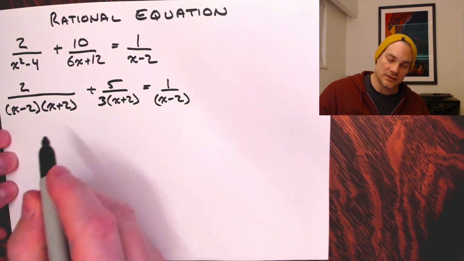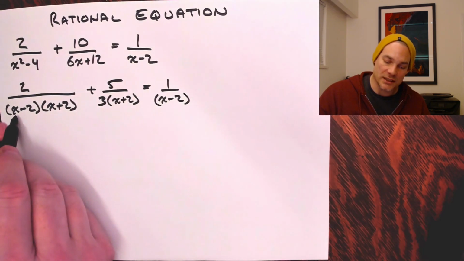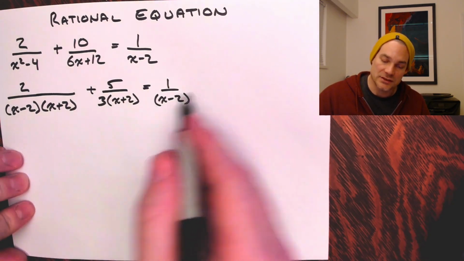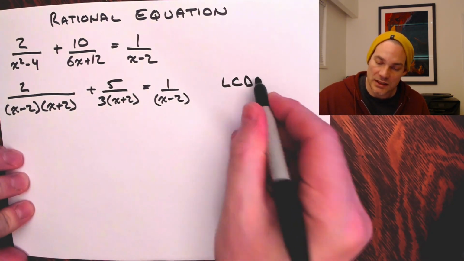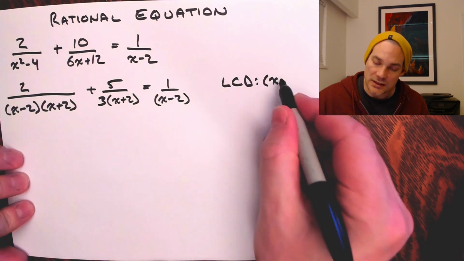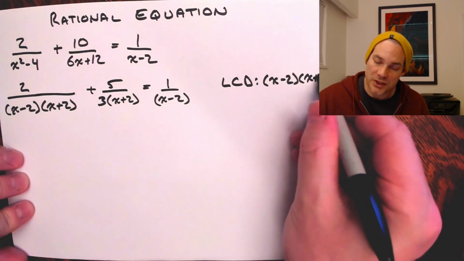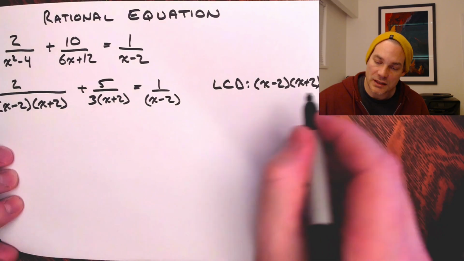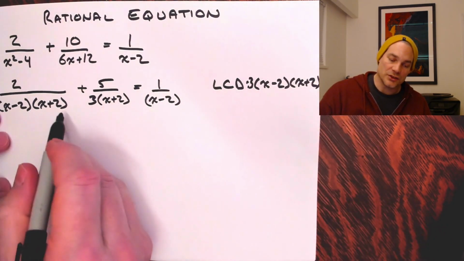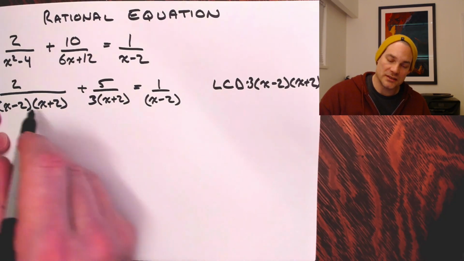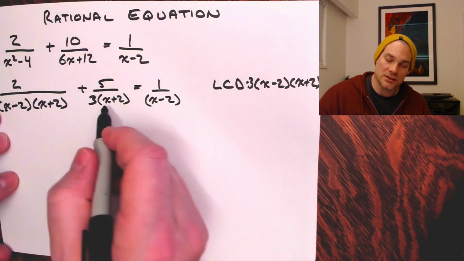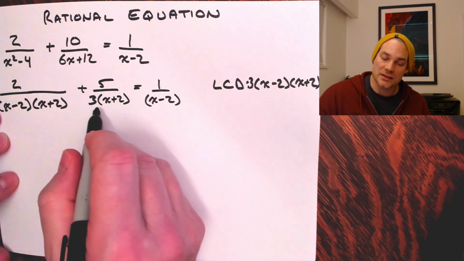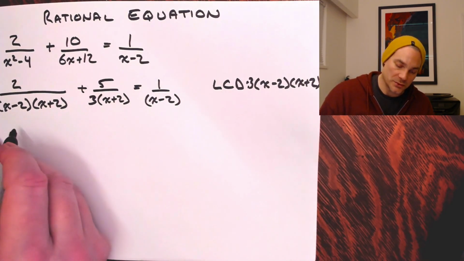So if we look at this, the factored form of the denominators has an x minus 1, an x minus 2, an x plus 2, and a 3. So my LCD is (x minus 2)(x plus 2) and a 3. So this first term I have to multiply by 3. This second term I have to multiply by x minus 2. And this last term on the other side of the equality sign has to be multiplied by x plus 2 and 3. So we're going to do that.